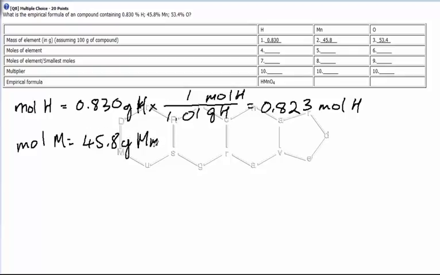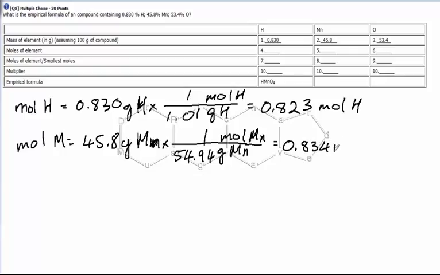And then we'll have the moles of manganese, and that's going to be 45.8 grams of manganese. Grams of Mn on the bottom, moles of Mn on top. 1 mole of manganese, and we've got 54.94 grams, again, the atomic mass of manganese. That comes out to be 0.834 moles. So already you can see that this relationship is going to be pretty close to 1:1. That's manganese there.